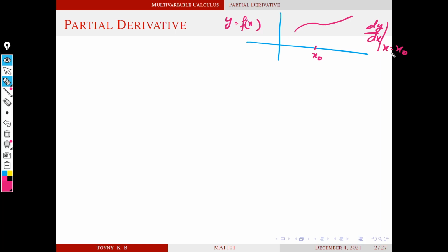And this dy by dx has one more meaning. Suppose you consider a tangent at this point, then this dy by dx at x naught gives the slope of this tangent. These are the two interpretations of derivative for one variable case.